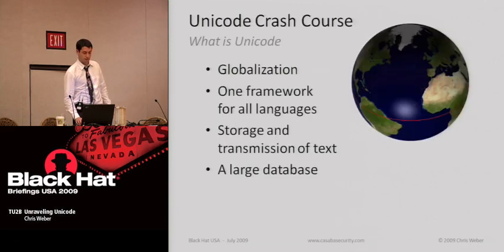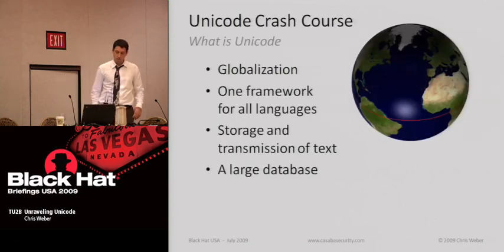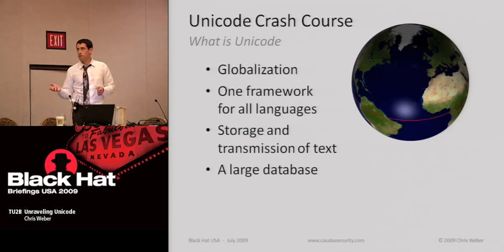So on to the crash course. So what is Unicode? Unicode enables globalization in software. It enables us to transmit and store text in one framework. And when I say text, I'm talking about all of the world's languages and all the world's written scripts can be stored and represented using Unicode.